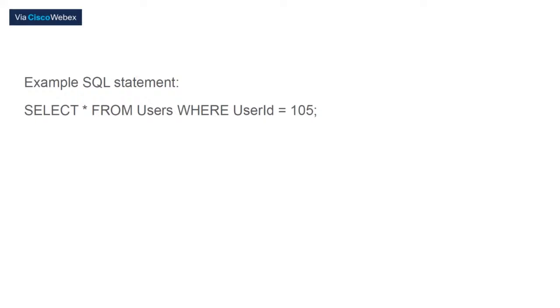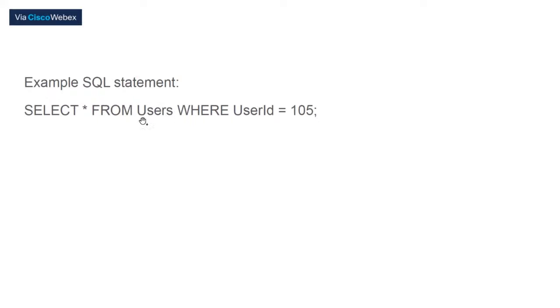Now, coming to the example SQL statement, when you have an SQL statement, it will be something like this: select star from users where user ID is 105. When you run this structured query language in a DBMS, it will retrieve the details of the user with user ID 105 from the table users.